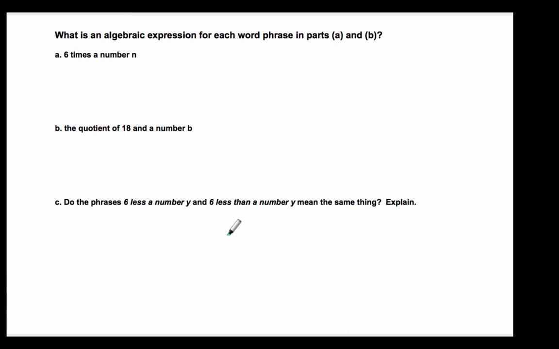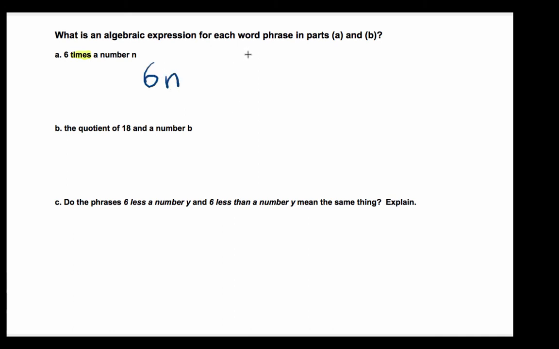What is an algebraic expression for each word phrase in parts A and B? And we have a part C that we'll look at here in just a second. So part A says 6 times a number n. So the key word here, the operation here, is times. Okay, always identify our key word. So what does times mean? Well, we know times means multiplication. So we're going to take the number 6 and we're going to multiply it by n. And the way that we write that is 6n.